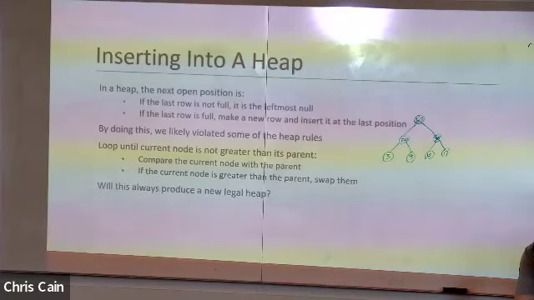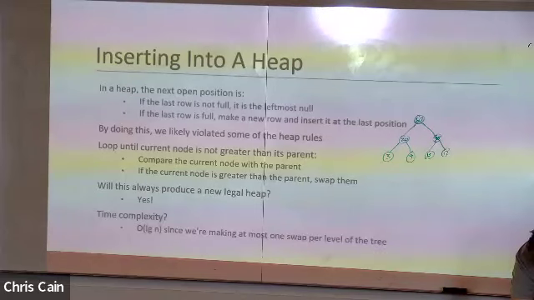So we already answered this. Will this always produce a new legal heap? Yes, it will. The complexity is logarithmic with proportion to the number of nodes in the structure, since we're making at most one swap per level of the tree.